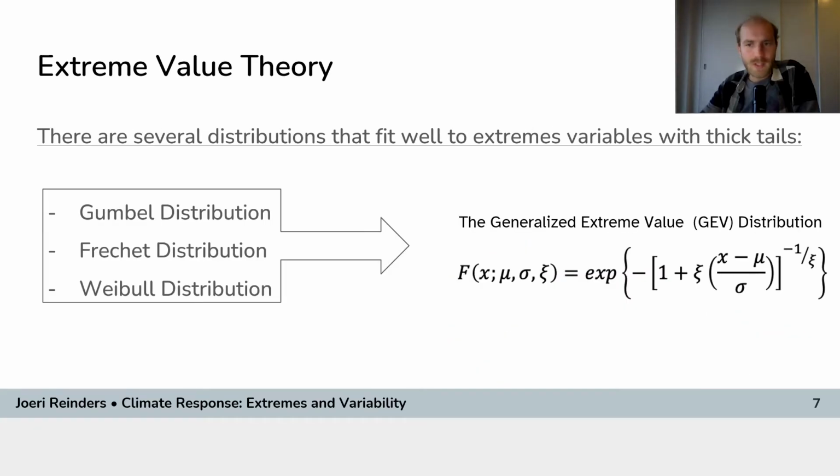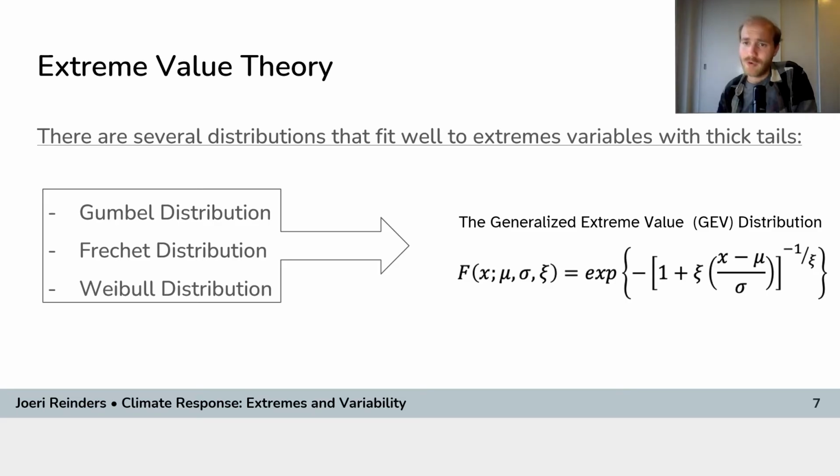So there are a bunch of different distributions that fit well to extreme events, for example the Gumbel, Fréchet, and Weibull distributions. However, we bring those together in what we call the generalized extreme value distribution, the GEV. That's an acronym that we will see a bunch. And below here on the slide, you find the mathematical representation of that distribution.